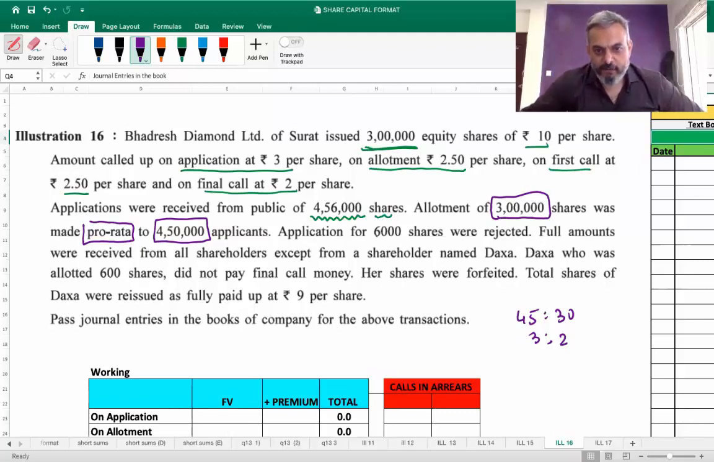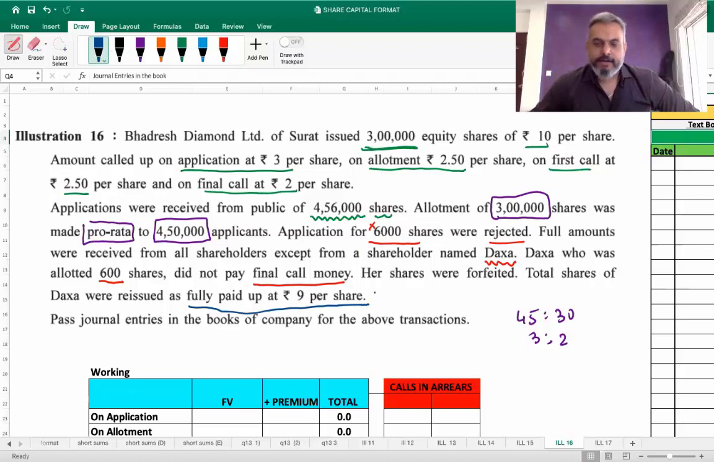So application for 6,000 shares were rejected. So these 6,000 shares were completely rejected. Full amounts were received from all shareholders except from a shareholder named Daksha. Daksha, who was allotted 600 shares, did not pay final call money. Her shares were forfeited. Total shares of Daksha were reissued as fully paid up at rupees 9 per share. Pass journal entry in the books of the company for the above transactions.